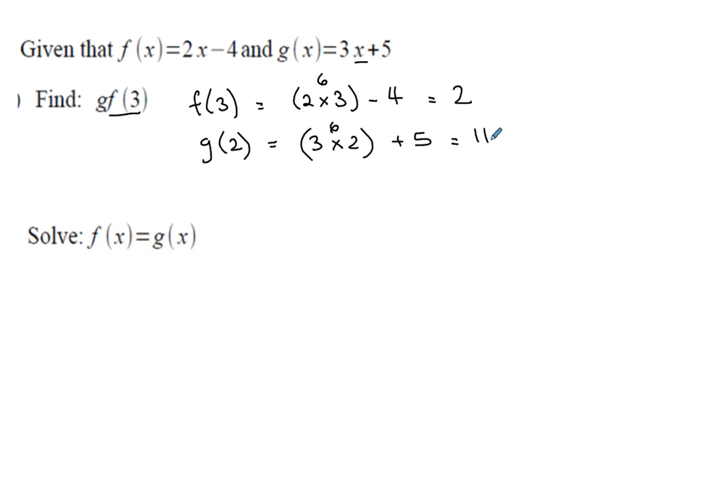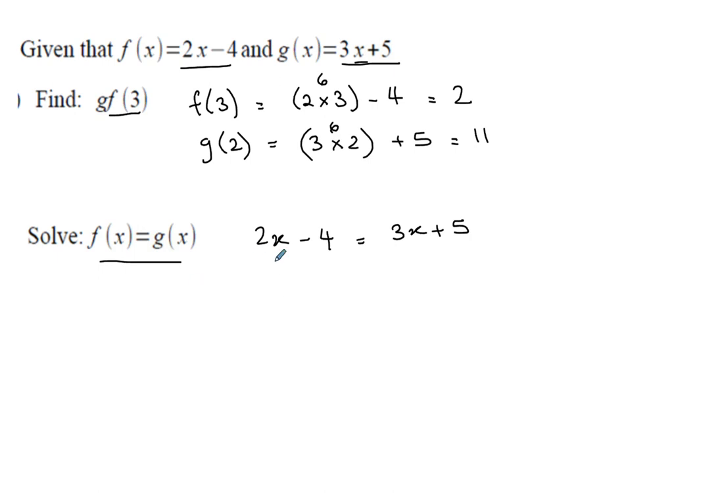And it says solve f(x) equals g(x). So that means that should be equal to that. It looks confusing, but you look at it and you think, oh, f(x) equals g(x), so that has to be equal to that. So 2x minus 4 equals 3x plus 5. We're looking for the value of x which will make that equal. This is a simple linear equation.